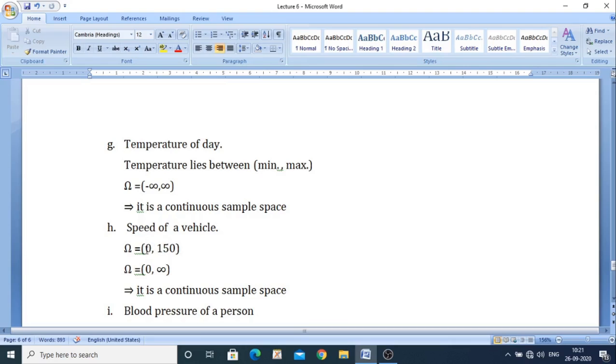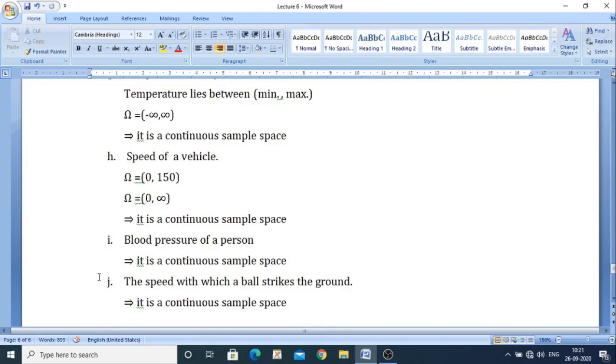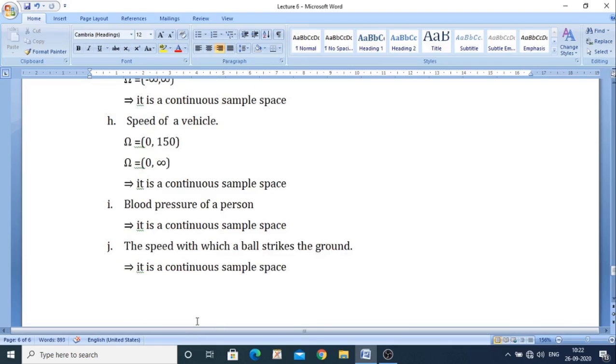So the speed of the vehicle will vary from 0 to the maximum you have, which is 150 in my vehicle's case, or one can write 0 to infinity, that is also not wrong. So it is a continuous sample space. That means it takes all the values within that interval. Then the blood pressure of a person: when you measure it, it has a minimum and maximum and varies in between, so it is a continuous sample space. Then the speed with which a ball strikes the ground naturally starts from 0 and will not have a negative value. You can write 0 to an upper limit, that is 0 to infinity, so it is a continuous sample space.